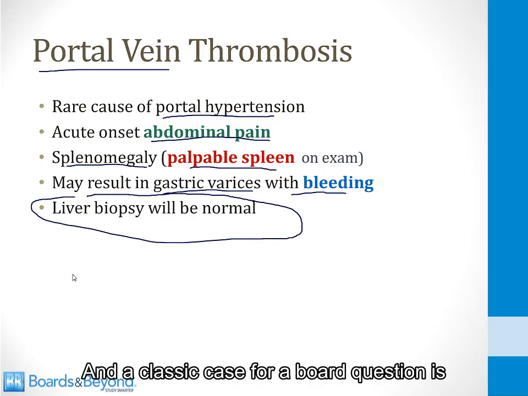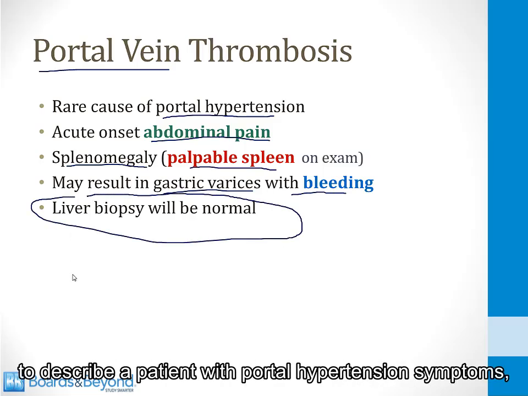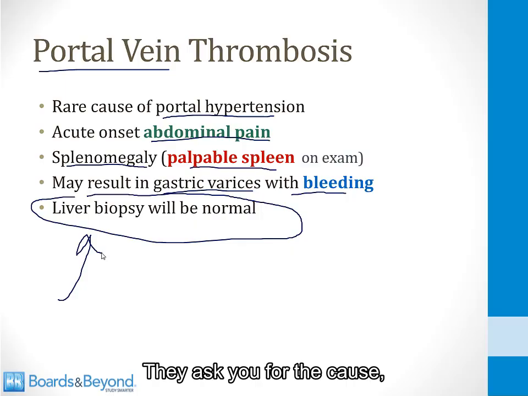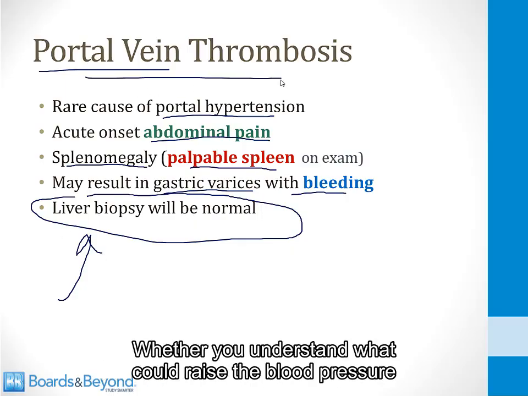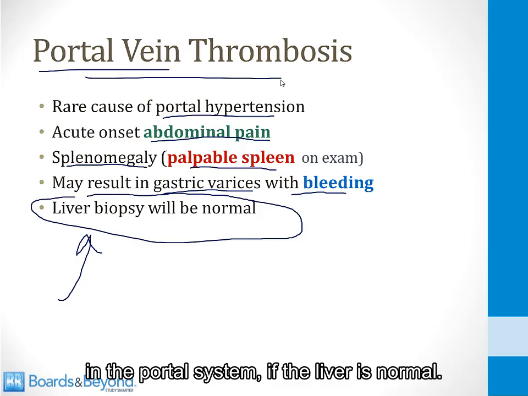A classic case for a board question is to describe a patient with portal hypertension symptoms, and the liver biopsy is normal. They ask you for the cause. The answer is a portal vein thrombosis, and this is a way of testing whether you understand what could raise the blood pressure in the portal system if the liver is normal.